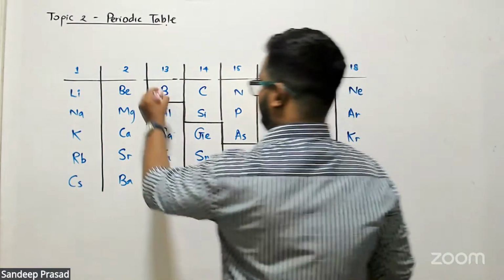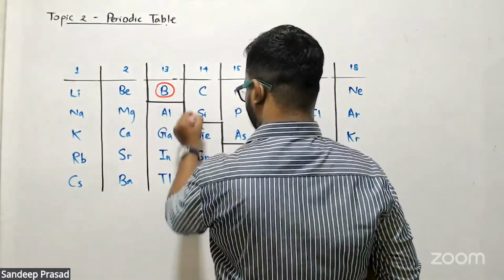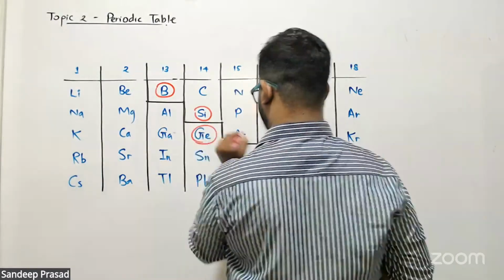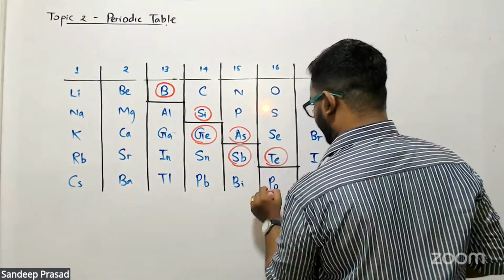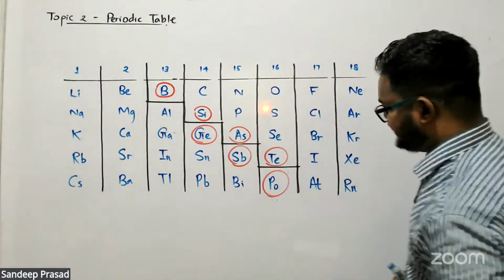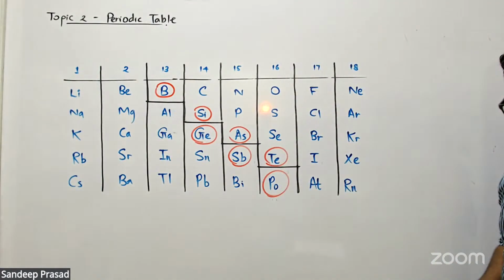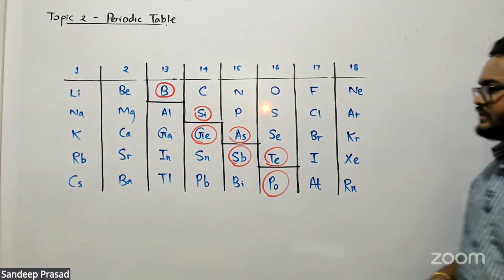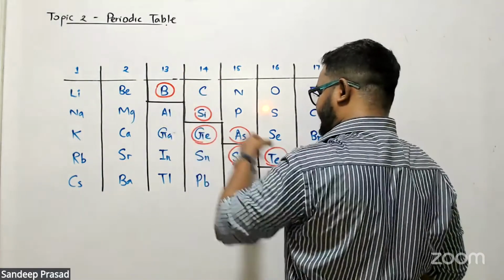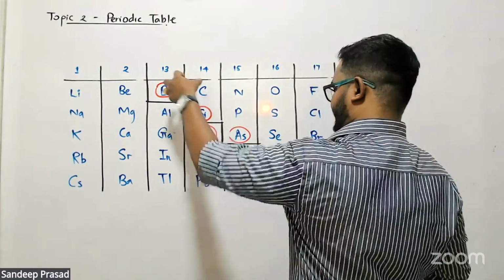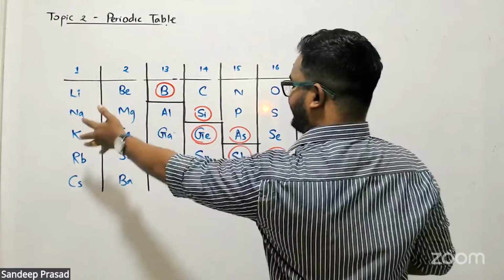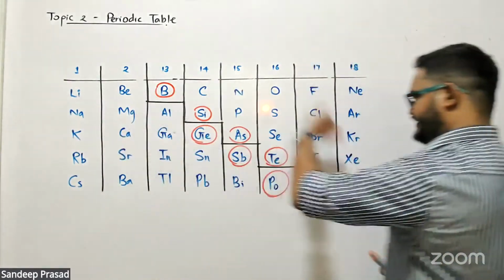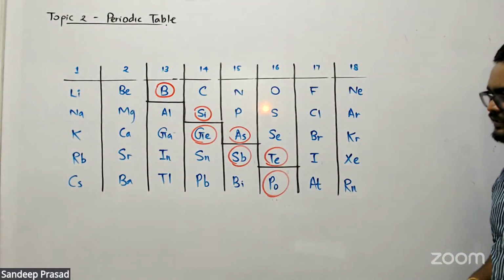And remember, boron, silicon, germanium, arsenic, antimony, tellurium, polonium. These are considered metalloids. Understood? The elements that lie on the staircase, nearby the staircase, are considered metalloids. The left side elements are known as metals and the right side elements are known as non-metals.